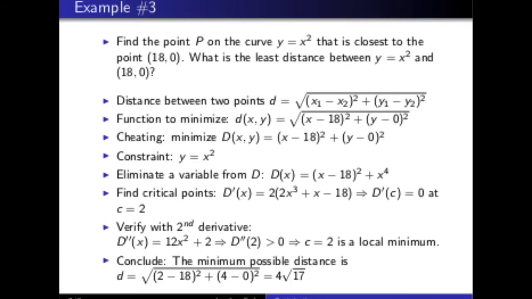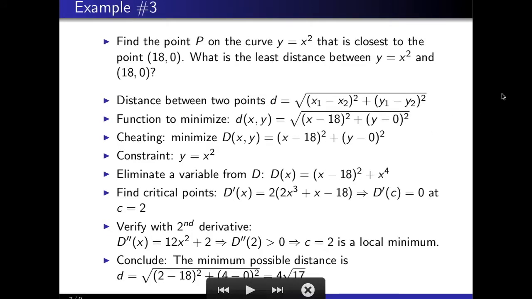Okay, on to the third example. So the third example is we have some point P on the curve y equals x squared, and we would like to find the point that is closest to the xy pair (18, 0).